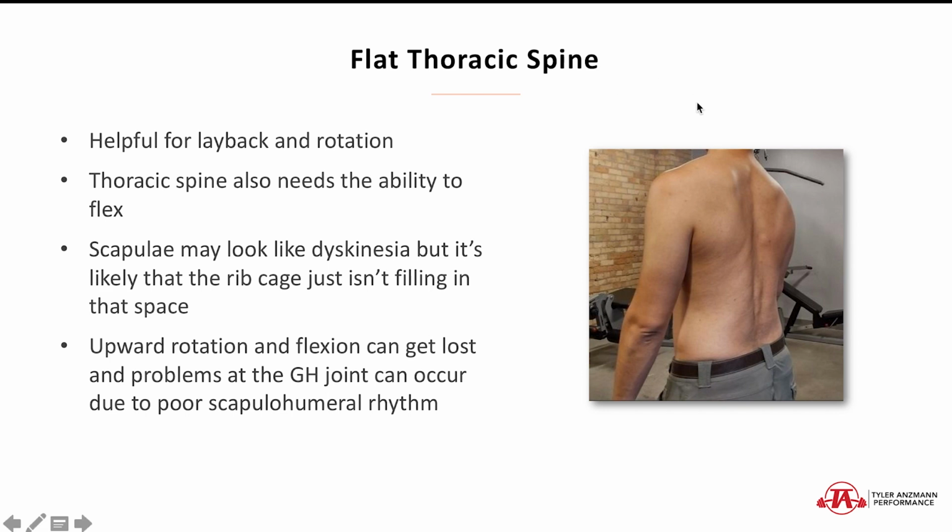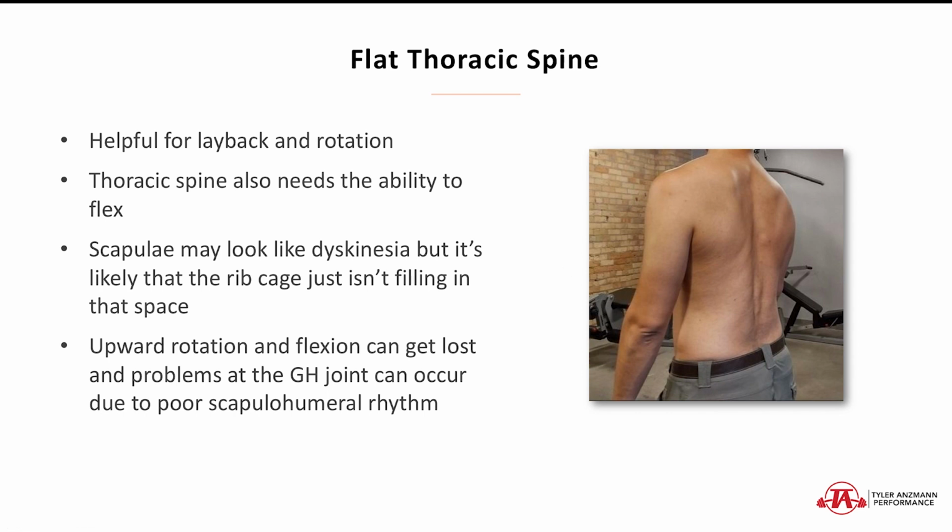And it can get mistaken for scapular dyskinesia a lot of times because, this isn't a great illustration of that, but it can look like they're winging, but really what's happening is we're not filling in this gap very well because we don't do a good job of keeping that, as Eric Cressey calls it, convex-concave relationship with the scapula and the rib cage.